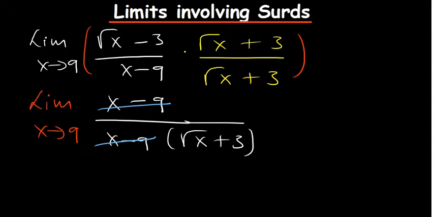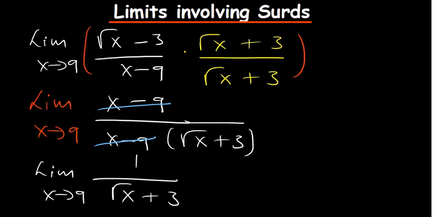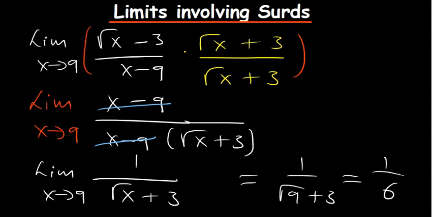So we have the limit as x approaches 9 of 1 over root of x plus 3, and this is just equal to 1 over root of 9 plus 3, which is just going to be 1 over 6, right? Root of 9 is 3, so 1 over 6. That's one we can look at. Very simple, right? Let's look at the limit as x approaches 4.